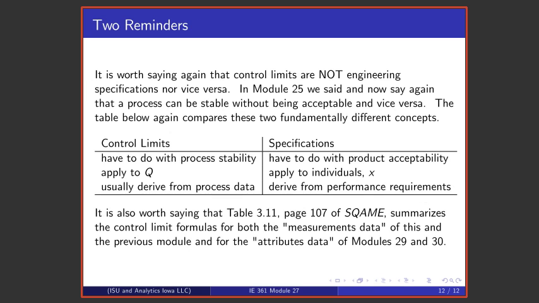I'd like to close this discussion of control charting for measurements with a couple of reminders. It's worth saying that control limits are not engineering specifications. In Module 25 we said that, and now we say again that the process can be stable without being acceptable, and vice versa. Control limits have to do with process stability. They apply to plotted statistics, and they usually derive from process data.